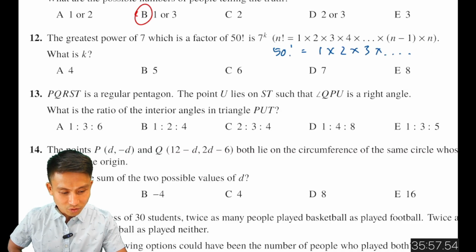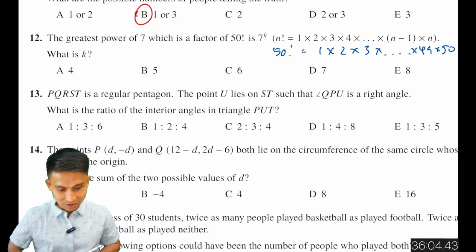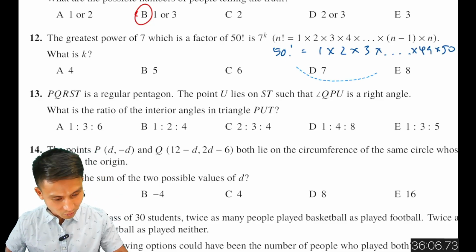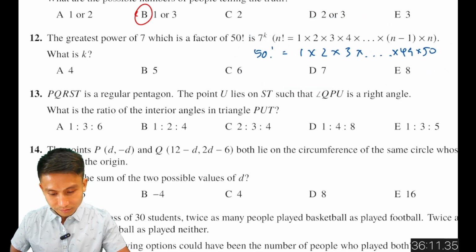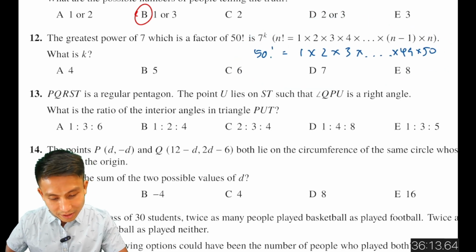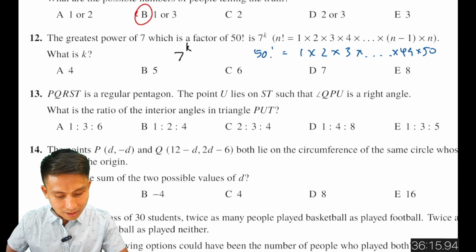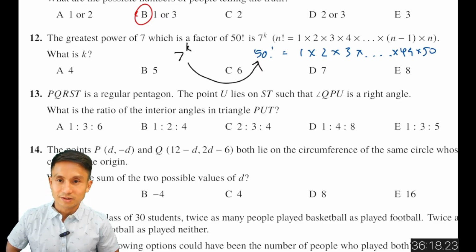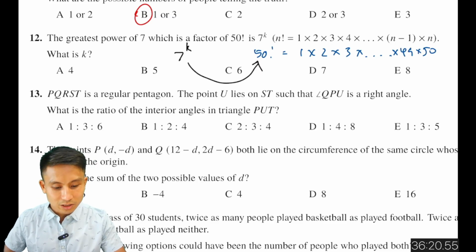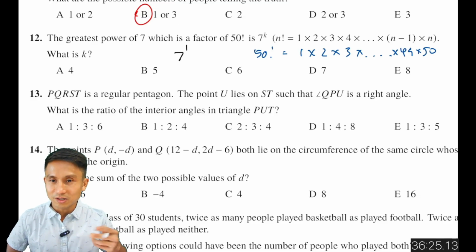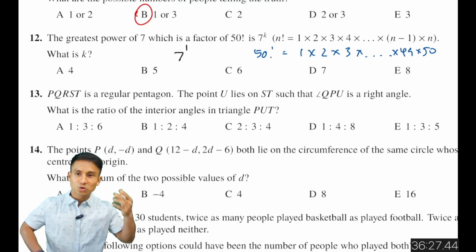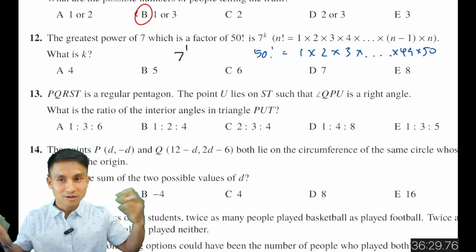Let me also look at 49 and 50, because I happen to recall that 49 is 7 squared, right? So we have a factor of 7 there, or multiple of 7. Now, 7 to the power of something can divide into this. Let's assume first that k is 1. So that's going to be 7 to the power of 1. So we keep increasing the power.